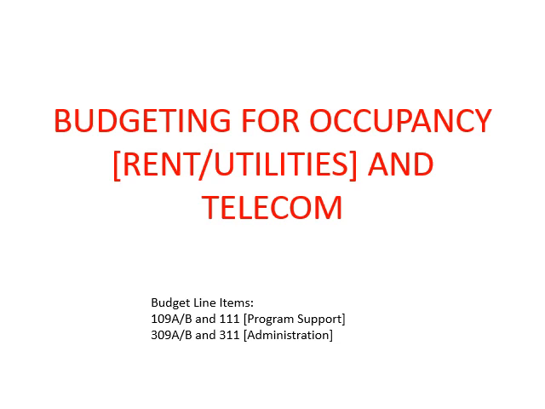Hello, this is Ben Moore, Finance Manager for the Office of Community Assistance, and this video will help walk you through budgeting for occupancy, rent, utilities, and for the telecom budget line items. The budget line items covered in this video are 109A and B and 111 for the program support category, and 309A and B and 311 for the administration category.